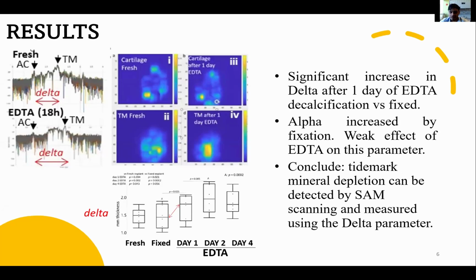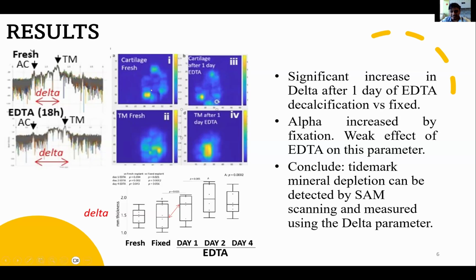We found that there was actually a significant increase in the thickness of the cartilage just after 1 day of EDTA decalcification when compared to the fixed explant. Actually, it was good enough to decalcify the whole calcified cartilage, and the signal was now coming from the subchondral bone. As you can see in the image on the left, the image on the top is at baseline, and the image on the bottom is after 18 hours of EDTA decalcification. You can see the distance has increased between those two backscatter peaks, and the signal at the tide mark is now much fuzzier and much weaker compared to the fresh.